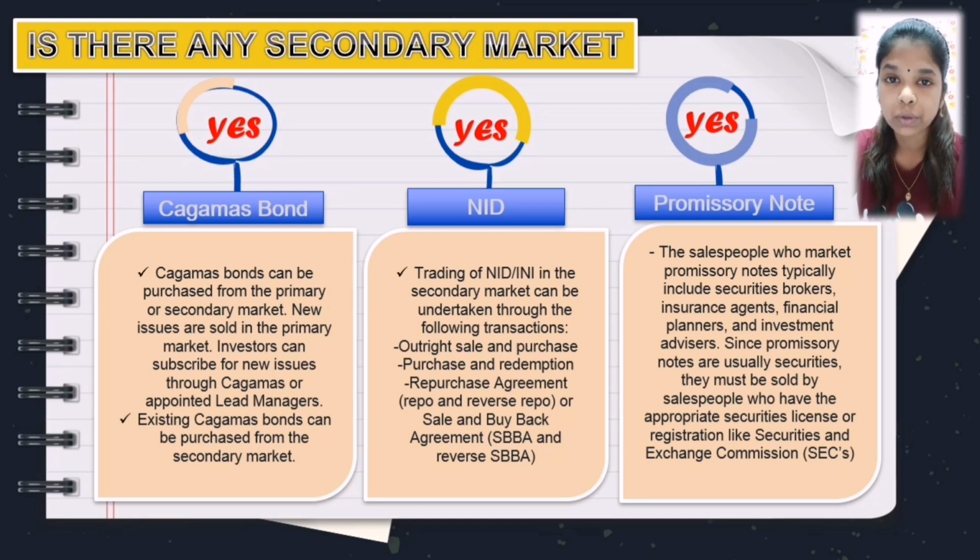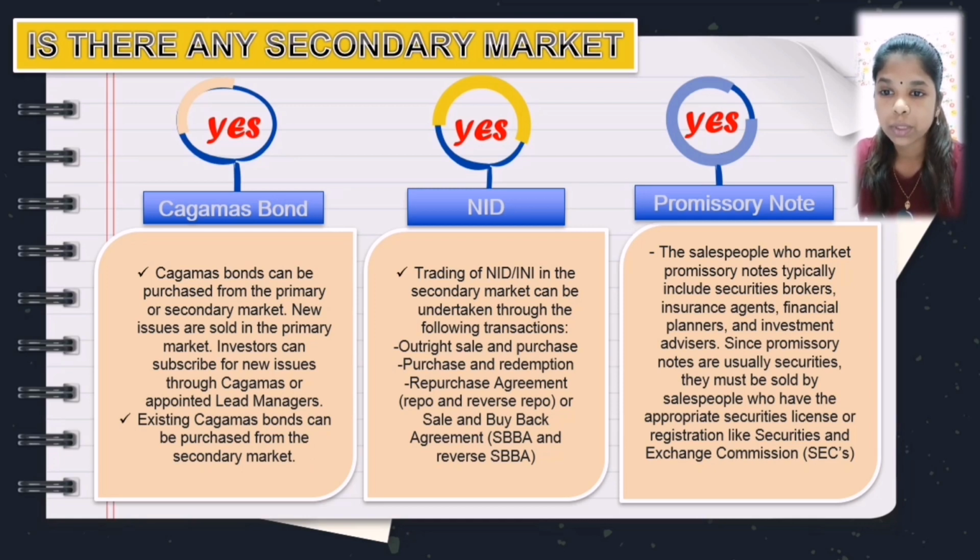And for negotiable instrument of deposit, there is a secondary market. Trading of negotiable instrument of deposit or Islamic negotiable instrument in the secondary market can be undertaken through the following transactions. First, outright sale and purchase. Second, repurchase and redemption. Number 3 is repurchase agreement. And for the promissory note, there is a secondary market; the salespeople who market promissory notes typically include security brokers, insurance agents, financial planners, and investment advisors.